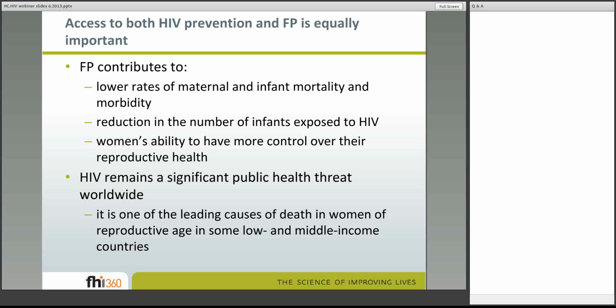So when we think about programmatic implications of this research, there are a few things we need to keep in mind. First, access to both HIV prevention and to family planning is critically important for both individual and public health. Family planning is still one of the major factors when it comes to lowering rates of maternal and infant mortality and morbidity, and it plays a big role in reducing the number of infants exposed to HIV. It also empowers women to have more control over their reproductive health, which is not a small matter. At the same time, HIV remains a significant public health threat worldwide.